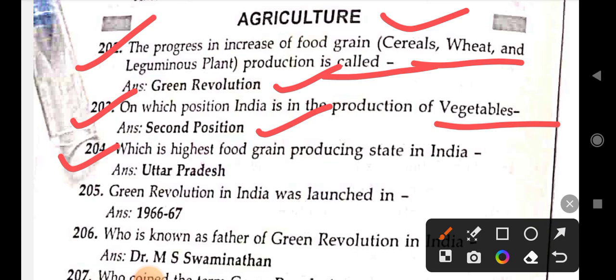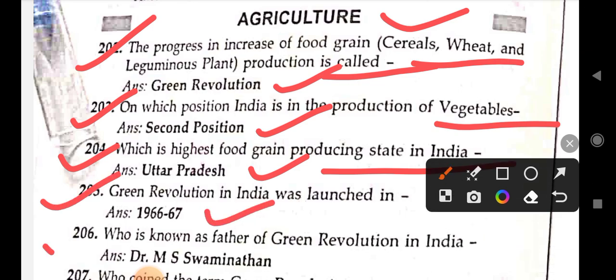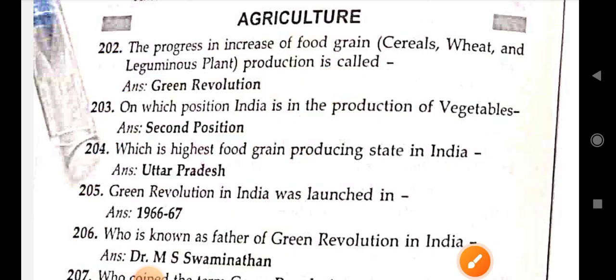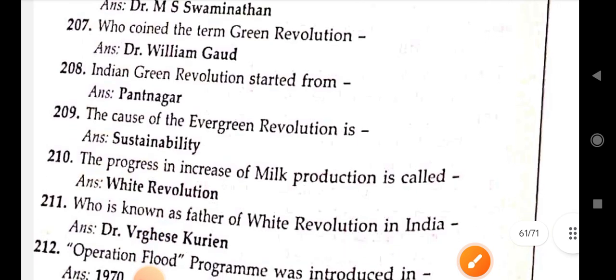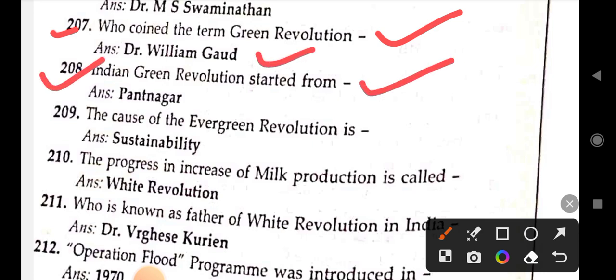Which is the highest food grain producing state in India? Uttar Pradesh. Green Revolution in India launched in 1966-67. Who is known as father of Green Revolution in India? M.S. Swaminathan. Next, who coined the term Green Revolution? Dr. William Gaud. Indian Green Revolution started from Pantnagar.